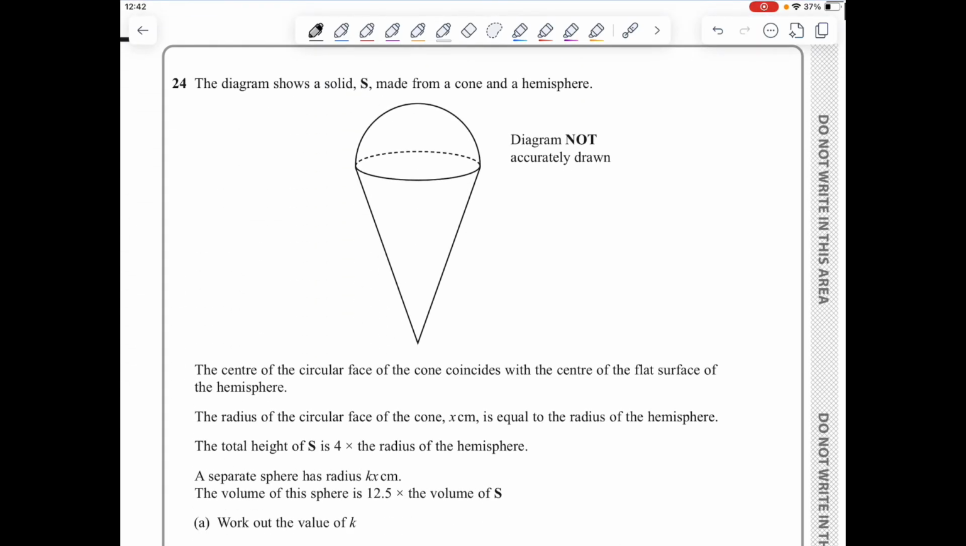For question 24, I have the following information. I have a hemisphere with a radius of x. The total height of this shape is 4 times x, which means that the height of the cone is equal to 3x. Now I will work out the volume of S using the following formulae.